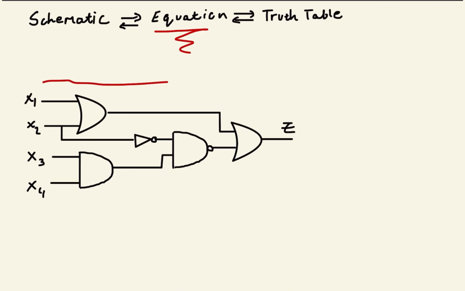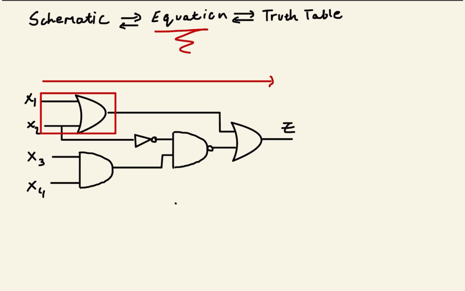Here we have a schematic drawn, and we want to derive an equation from it. When you're trying to derive an equation from a schematic, always go from left to right. Start with the inputs and try to arrive at the output one gate at a time. Let's start with this OR gate. It takes x1 and x2, two signals, as its input. Drawing this out in terms of the equation, let's start by writing z equals, and let's write x1 plus x2.